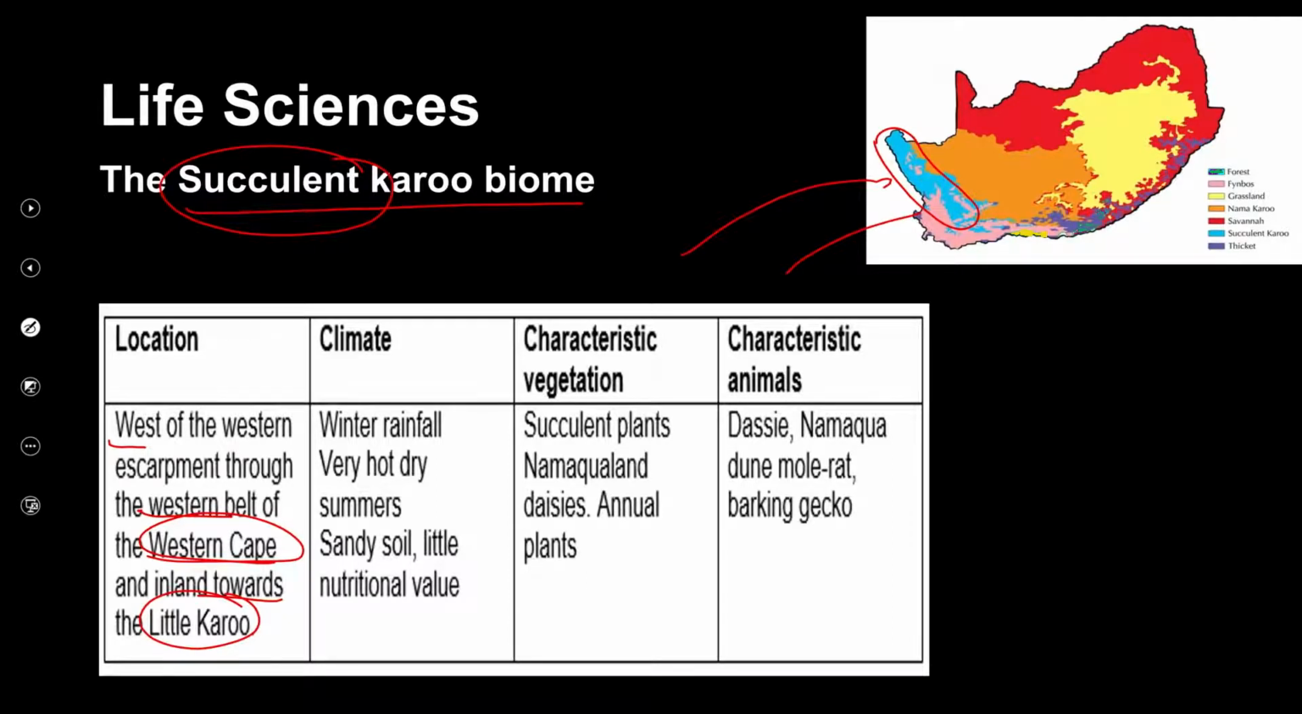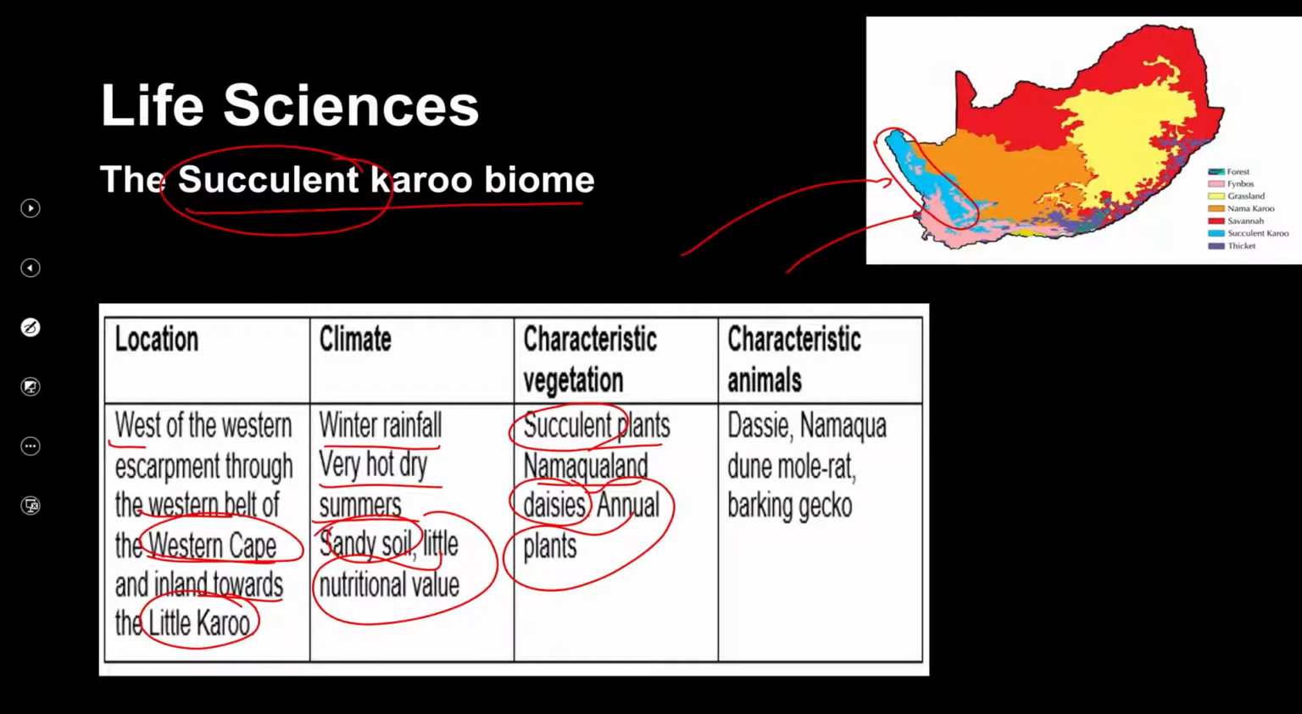They have winter rainfall and very hot and dry summers. The soil is sandy with very little nutritional value. It often has succulent plants, plants that have thick, fleshy leaves. It's often defined by the Namakwaland daisies, and you have your annual plants. This is often a tourist hotspot, with people going to view these Namakwaland daisies when they blossom during the summer and the spring.